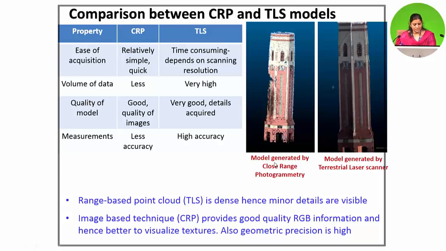We can conclude that range based point cloud, that is TLS, is dense, hence minor details are also visible. Whereas the image based technique, that is close range photogrammetry, provides good quality RGB information and it's better to visualize textures. Also geometric precision is high.